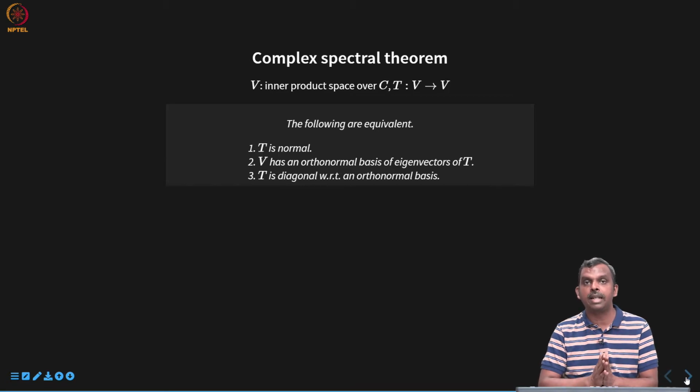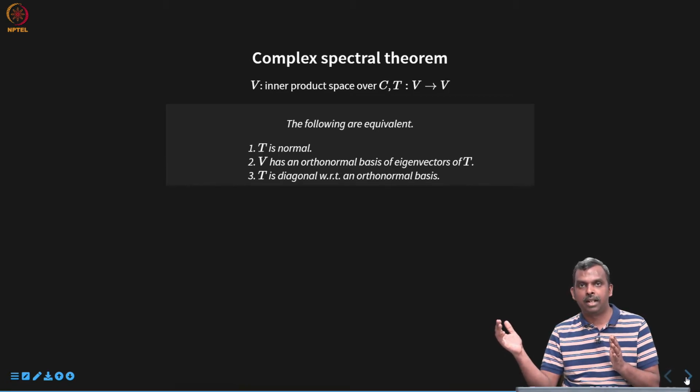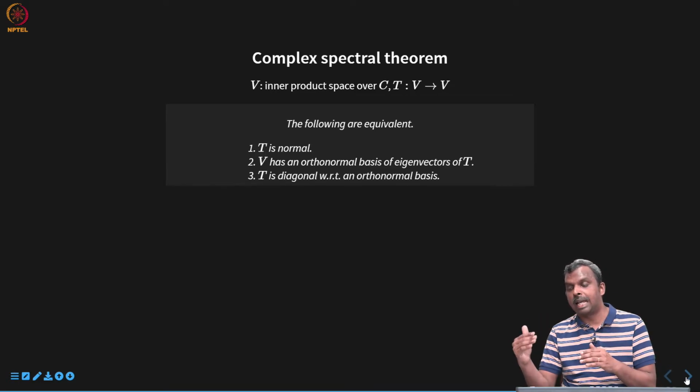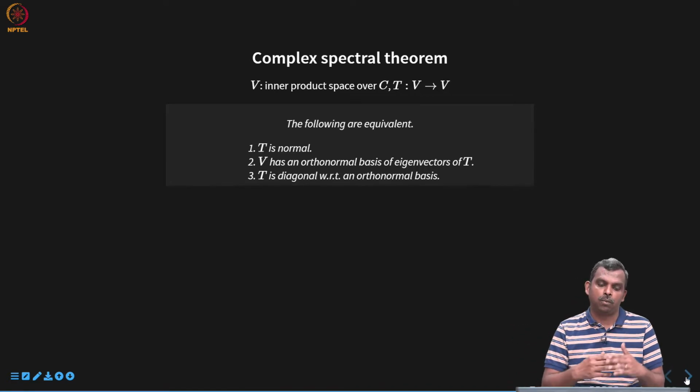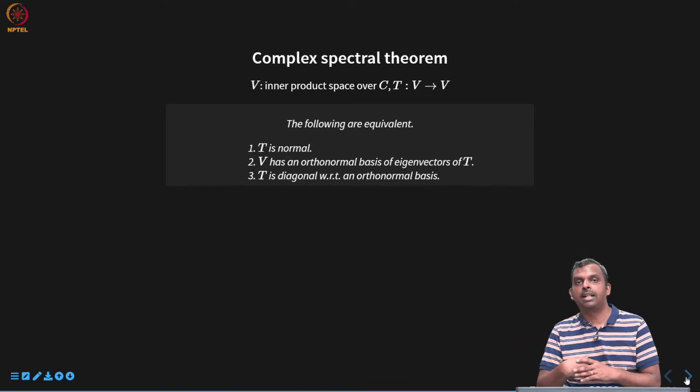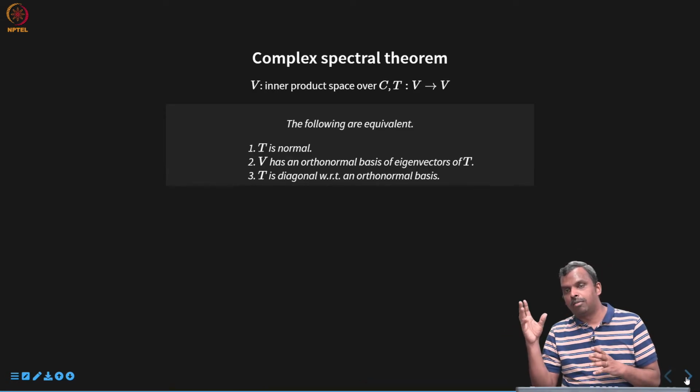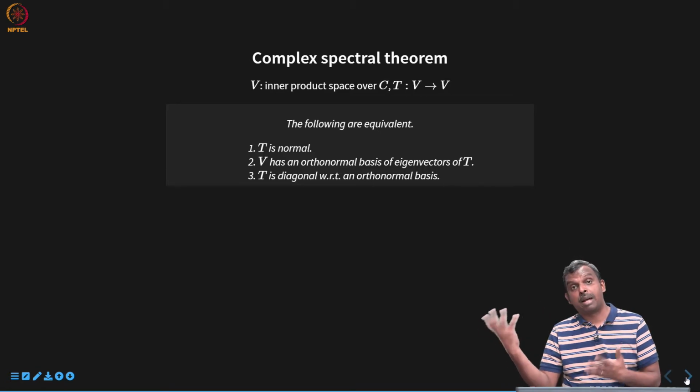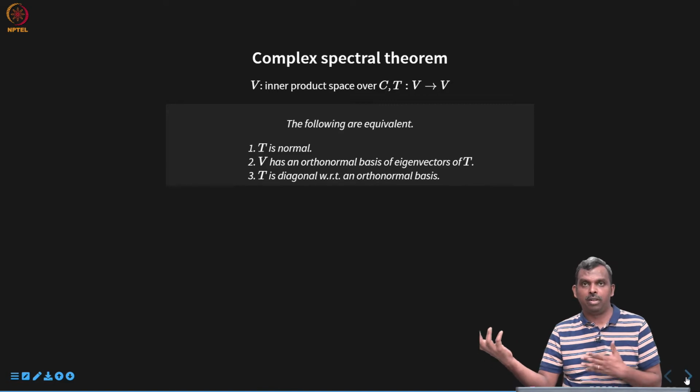Supposing you have an operator T in the inner product space, and that inner product space has an orthonormal basis of eigenvectors of T, then that operator has to be normal. So, these two are implied, and if T is normal, then for any operator you can form eigenvectors, and those eigenvectors in fact will be orthonormal and they will span the whole inner product space.